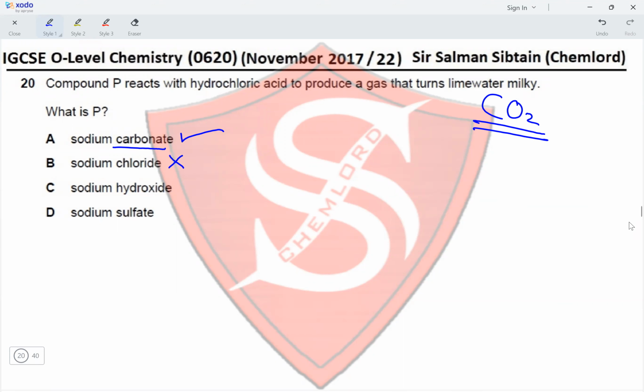Sodium chloride, no. Sodium hydroxide, no. And sodium sulfate, no. Since only option A contains carbonate, which would produce carbon dioxide, option A is the correct option for this question.